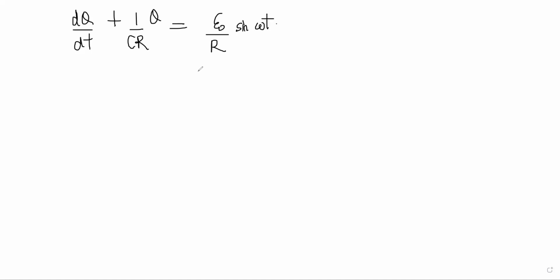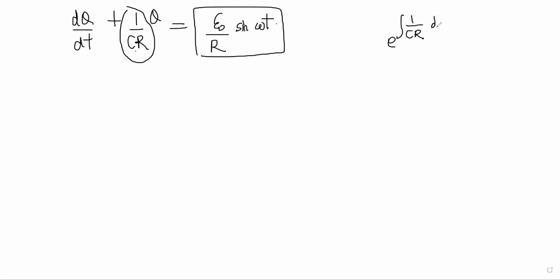This is the function, right? So now q is taking the place of y, and t is taking the place of x. And this is your f function and this is your g function. It's the same form. So what we'll do is multiply both sides by e power integral of your f function dt now, because there we were doing e power integral f(x) dx.